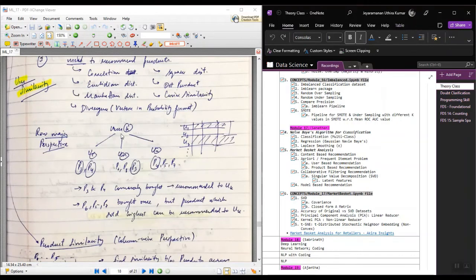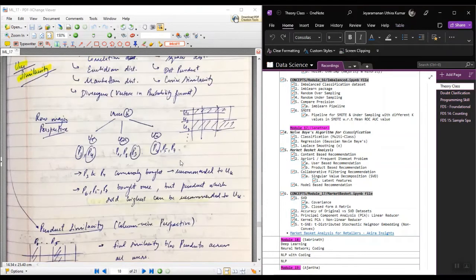If there's a user K, we will find the similar users, and for the similar users, what products they bought. If the common products are, let's say, P3, P4, we will recommend those. If there are other products like P1, 3, 5, 7, if they are bought only once, what we can do is find which product sold best overall and recommend that. So these are row-wise perspectives.